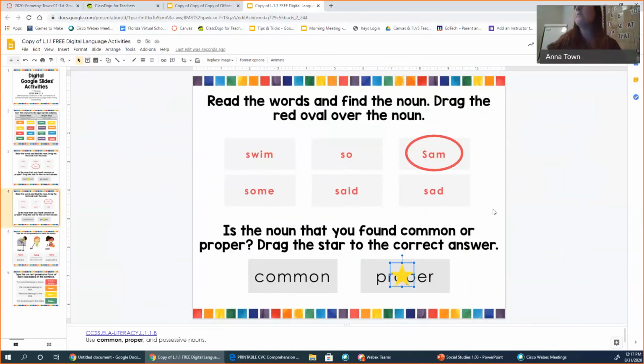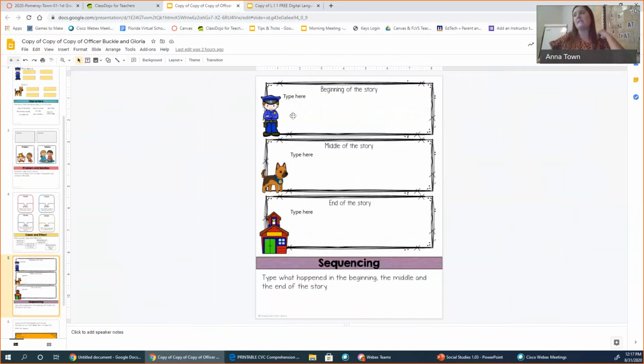Now we're moving on to our last activity for ELA, which is sequencing. And boys and girls, we have practiced sequencing a lot in Module 1. So first, we always like to identify the setting, which is where, and the characters, which are who. Then we go in beginning, middle, and end. And that is what sequencing is. I'm not going to type it. I just wanted you to have the visual. We're going to verbally say it.